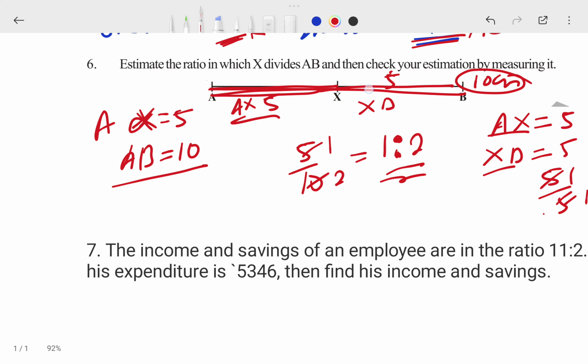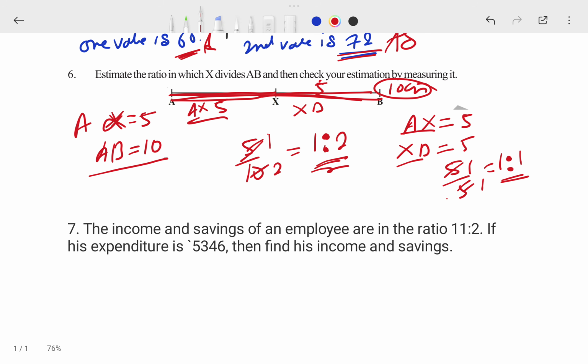Now from a to b, the value is 10. If you want to write this ratio, 5 ones are 5, 5 twos are 10, the value is this one. Okay, is it clear? So I hope this sixth question is clear. Nothing is hard, it is a student activity, you can do it easily also.